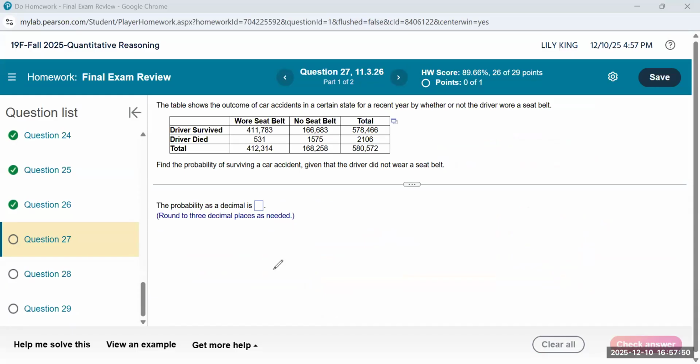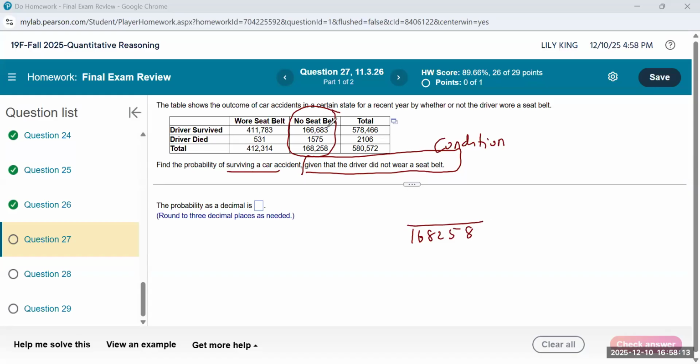Right. Another probability question. Find the probability of surviving a car accident given. So the given here tells us we have a condition. So we are looking at the total drivers that did not wear a seatbelt as our condition. So we have 168,258 at the bottom part of our fraction, and within that we want to select those that survived. So 166,683, into 3 decimal places, is 0.991.